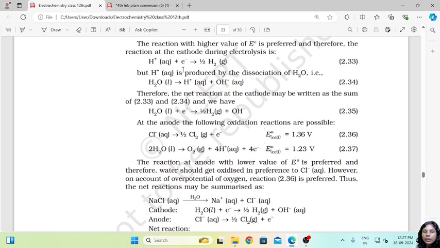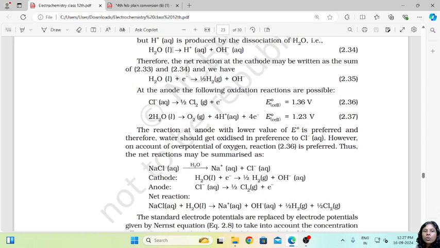But H+ aqueous is produced by the dissociation of what? H2O. So H2O on dissociation gives us H+ and OH-. Therefore, now the net reaction will be what? H2O plus electron giving us half H2. Along with that we will also get OH-.